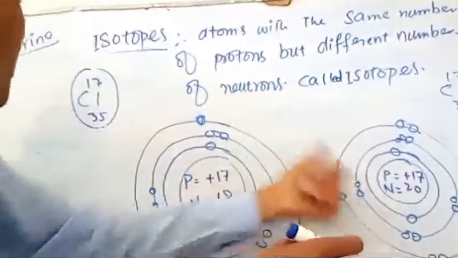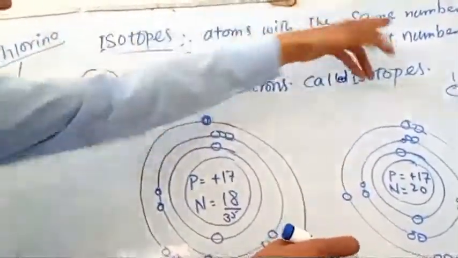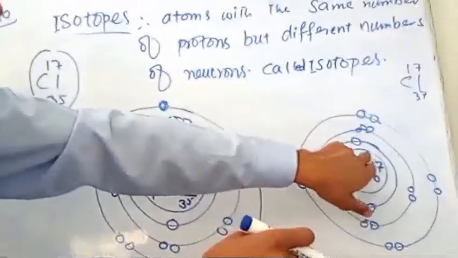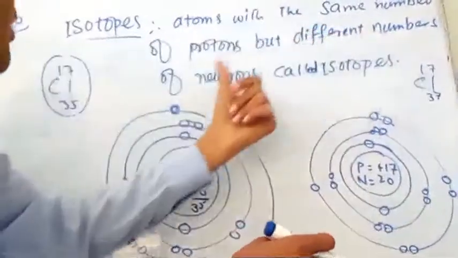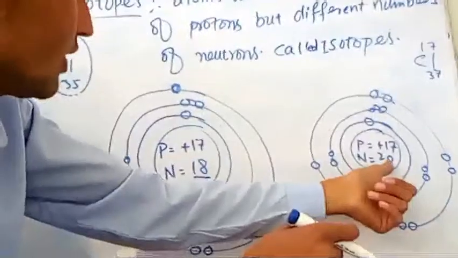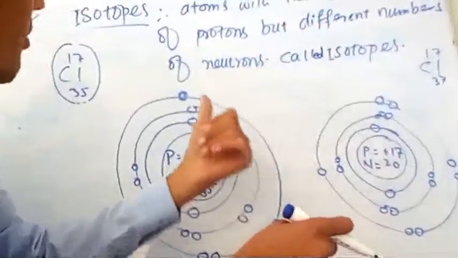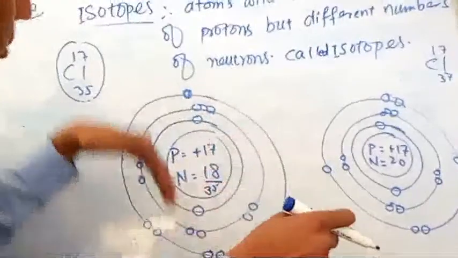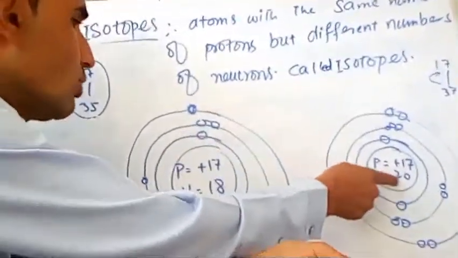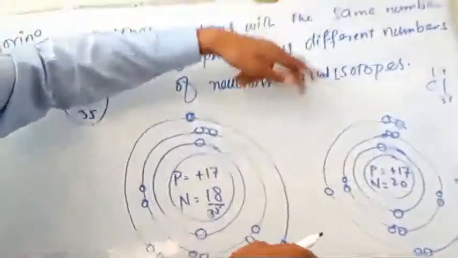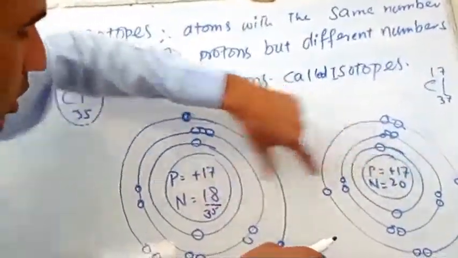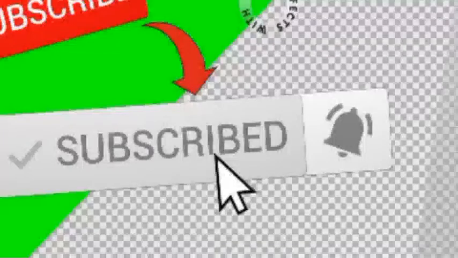These are atoms of the same element, chlorine, but these atoms have the same protons. It means this has 17 and this one also has 17 protons, but a different number of neutrons: 18 and another one contains 20. The number of neutrons is different from one isotope to another. Therefore this atom is different from this atom due to the number of neutrons. When atoms have the same number of protons but different numbers of neutrons, these atoms are known as isotopes. So these are the isotopes of chlorine.